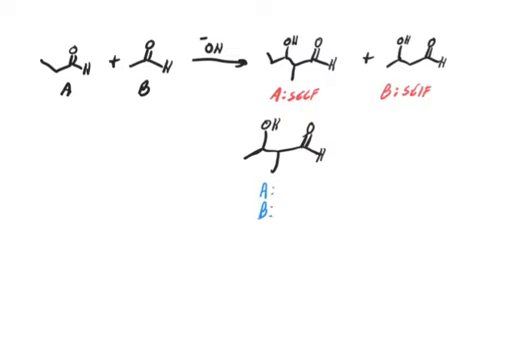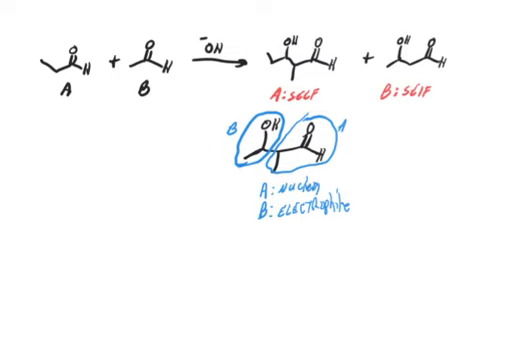Okay, and in this case, if we look at it, this component is B, and it got attacked, right? This is the one that actually reacts at the carbonyl carbon. So this is B as the electrophile. And in this case, you could see A over here was the nucleophile.